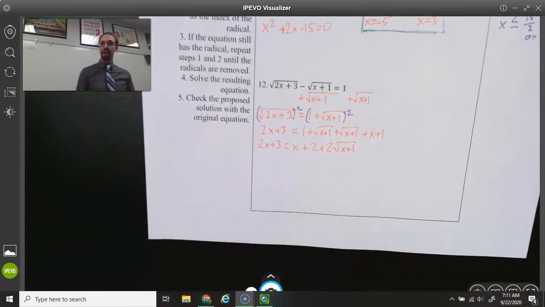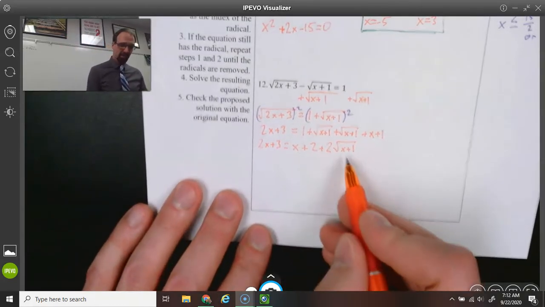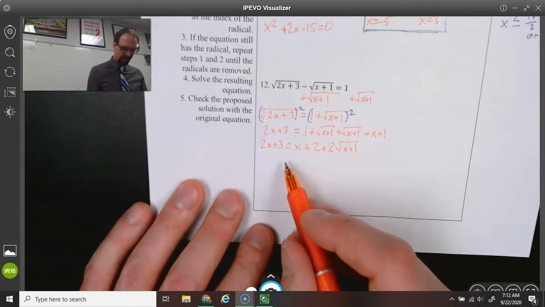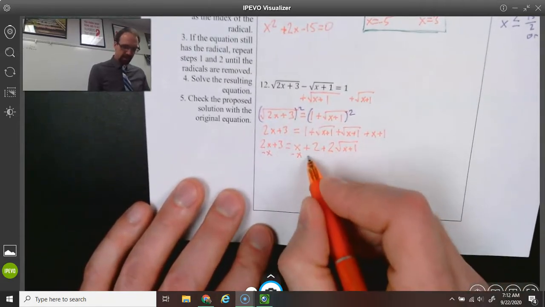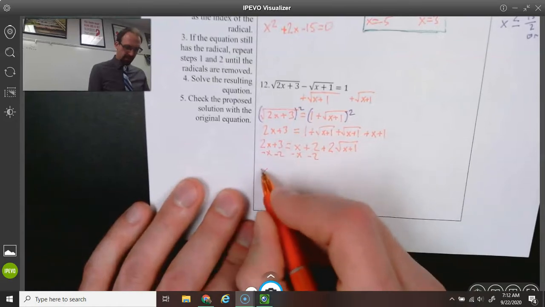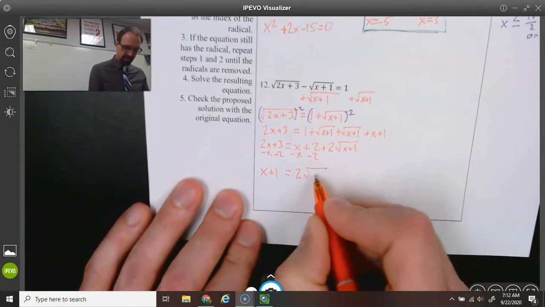So, knowing that I have the 2 times the square root of x plus 1, I'm going to have to keep that in mind as I square both sides and work from this even farther. Let's go ahead and simplify all this, so I just have the radical over here. So minus x on both sides, minus 2 on both sides, so I end up with just x plus 1 over here equaling 2 times the square root of x plus 1.